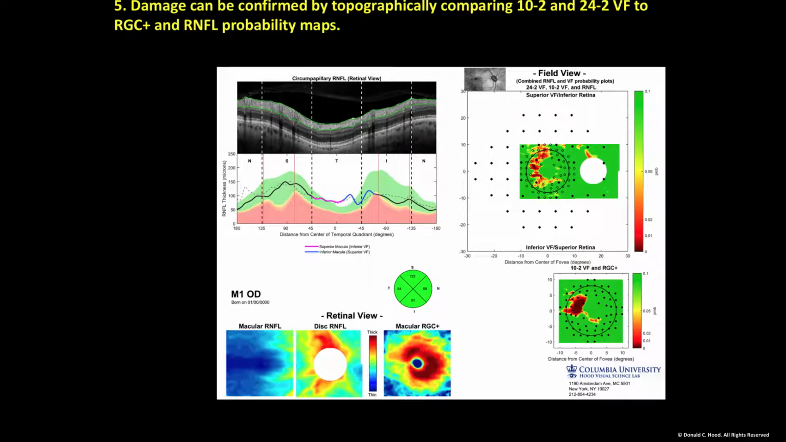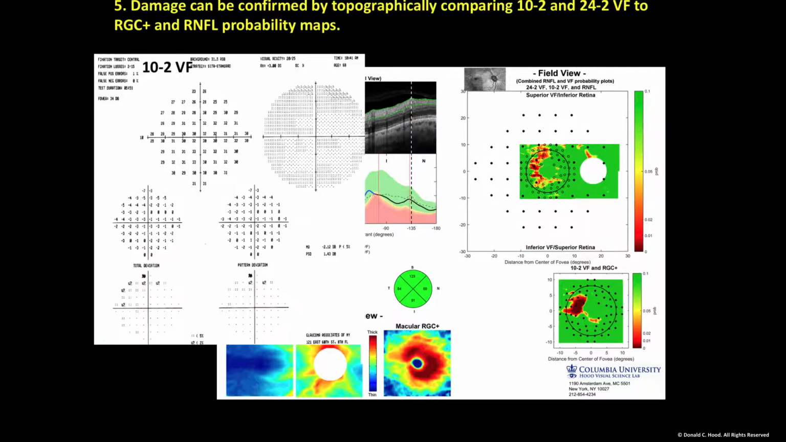Well, this gets me to principle number 5 from last lecture. Damage can be confirmed by topographically comparing 10-2 and 24-2 visual field data to the probability maps for retinal ganglion cell and retinal nerve fiber layer. This disease is a beautifully anatomical disease. So topographically, structure and function should agree, not just in metrics, but topographically. So let me show you what I mean.